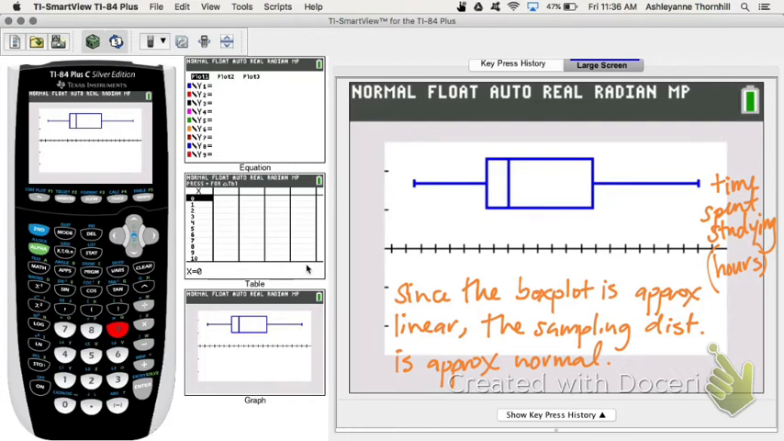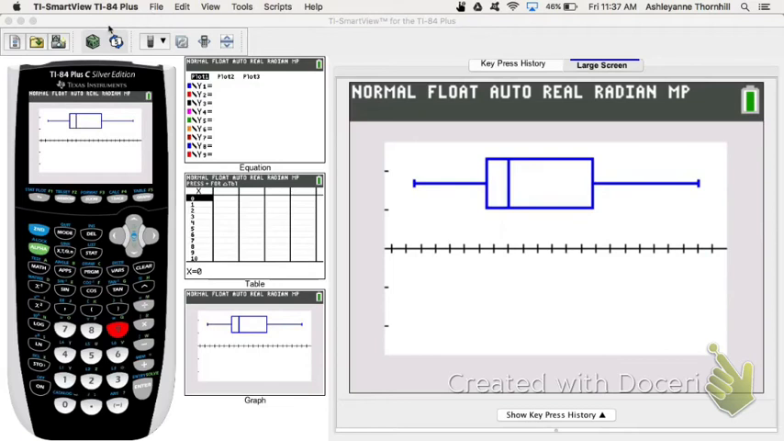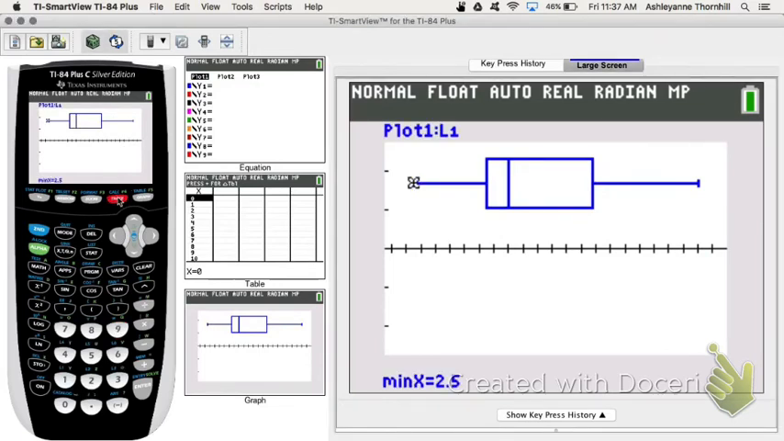So to do that, if you hit trace, and then 2.5, 7.5, 9, 14.75, 22. So just putting under the numbers.